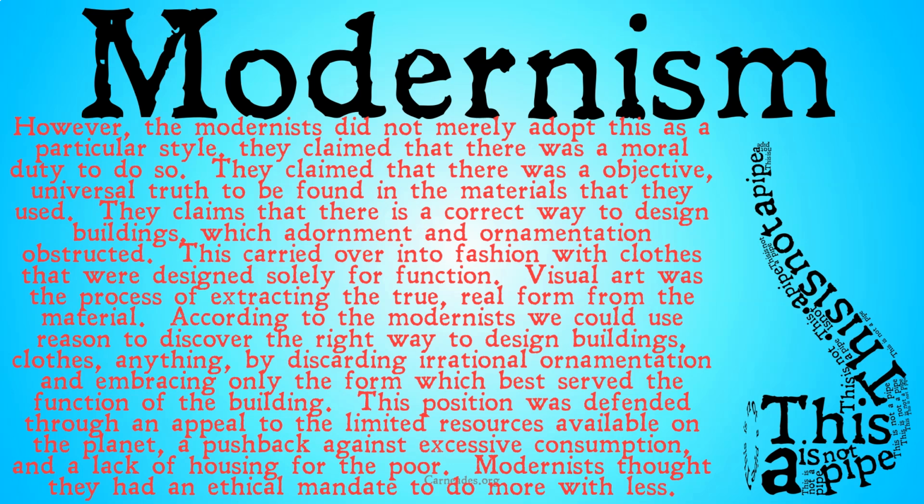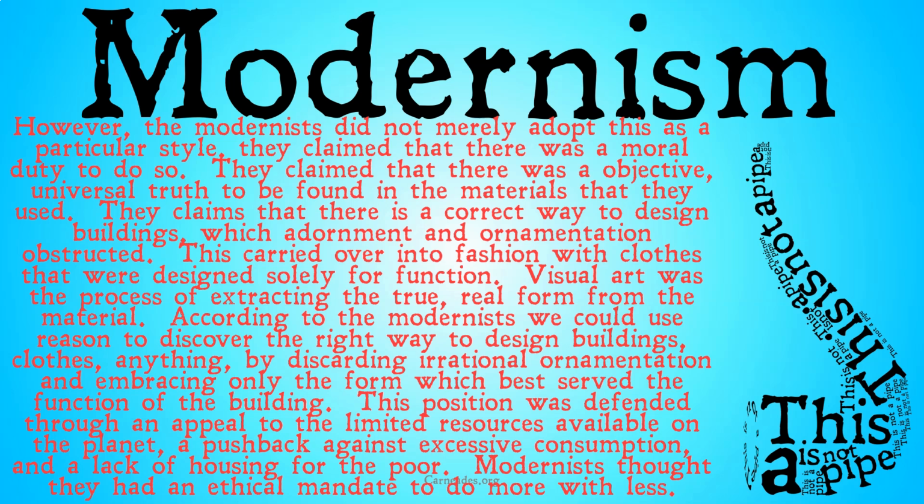This carried over into fashion, with clothes that were designed solely for their functionality, not for their appearance. Visual art was the process of extracting the true, real form from the material, which is why many modernist sculptures or paintings have very clear, formulaic, geometric lines in them. According to the modernists, we could use reason to discover the right way to design buildings, clothes, or anything by discarding irrational ornamentation and embracing only the form which best served the function of the building.